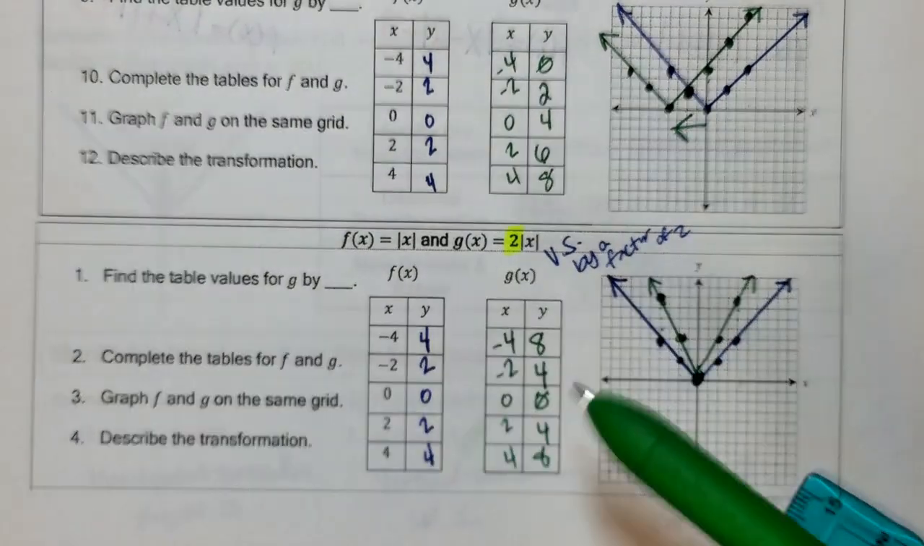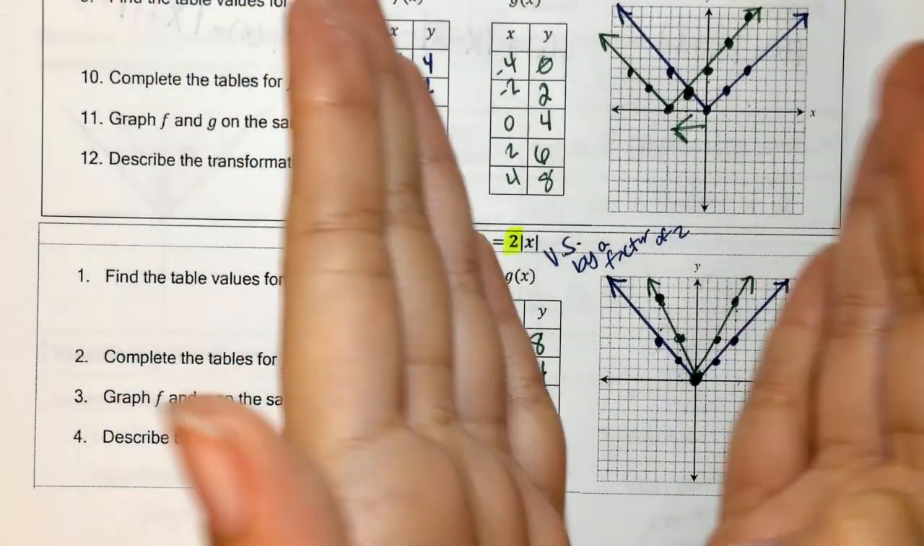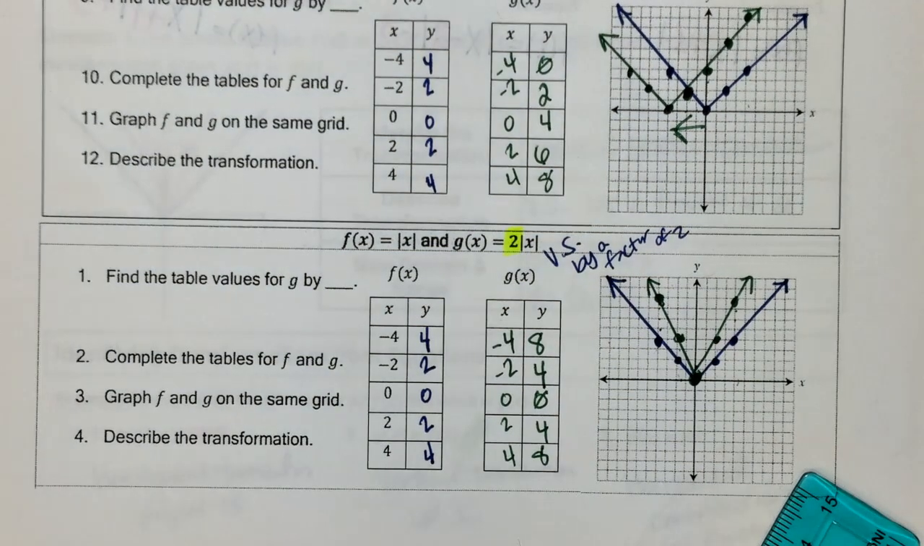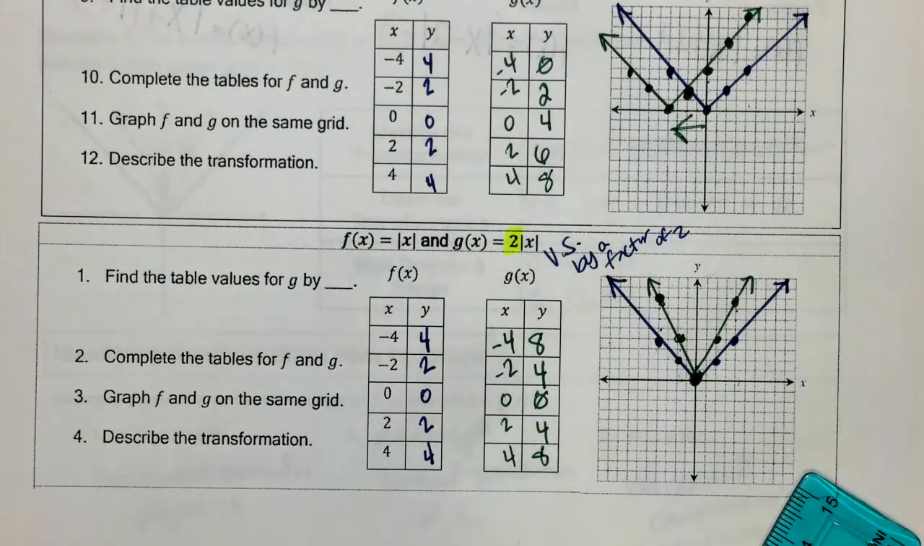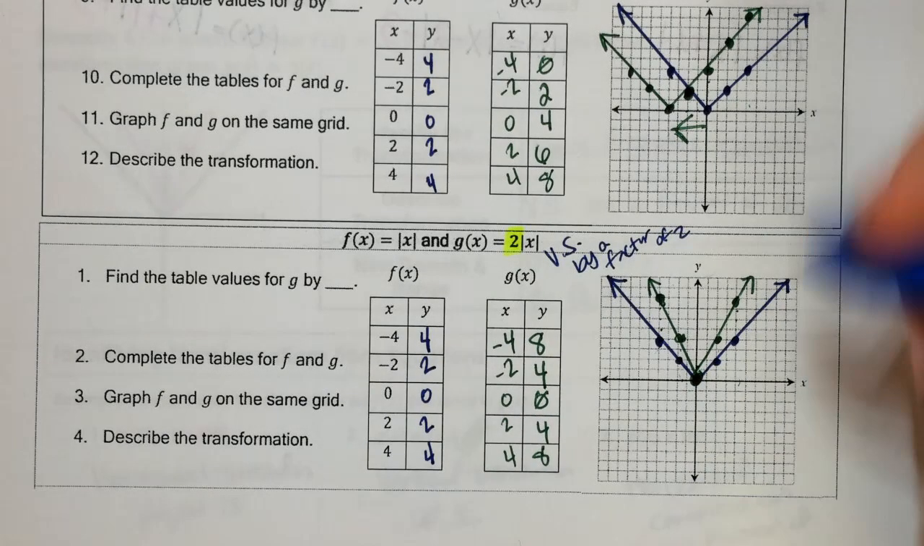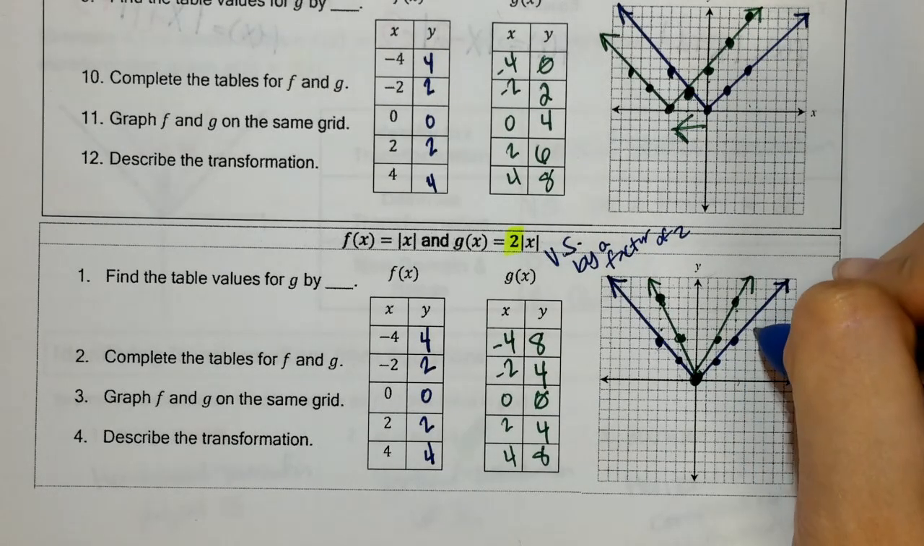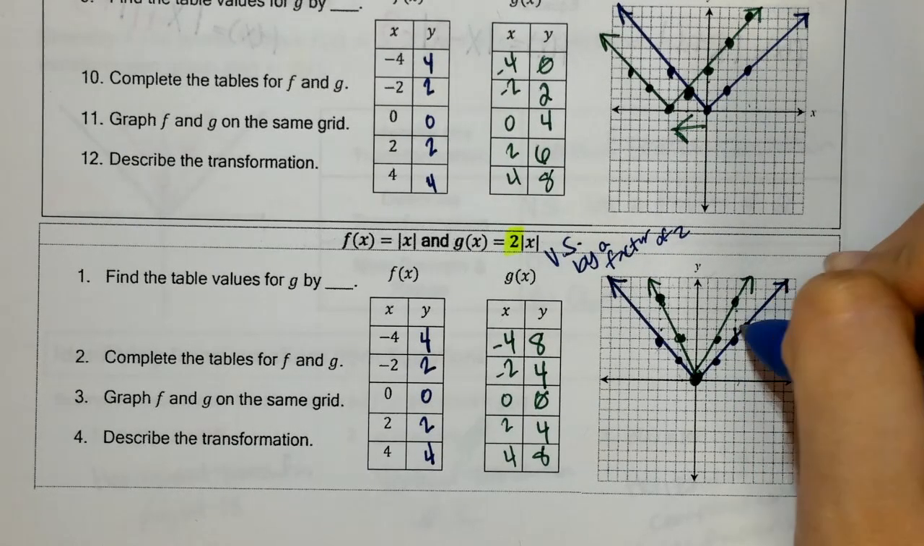what I can see is that I didn't move left, I didn't move up or down, there's no reflection. It looks like I just got skinnier because I'm stretching it out. I'm pulling it out. So I did, in fact, change. And another way you can check is that your parent function is always going to have a slope of 1 over 1. So here we can see I can go up 1 over 1.